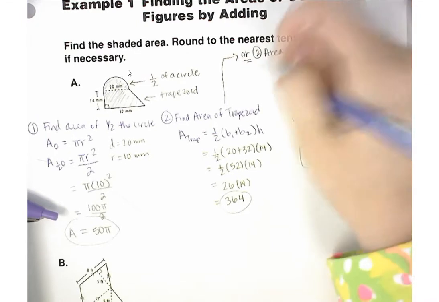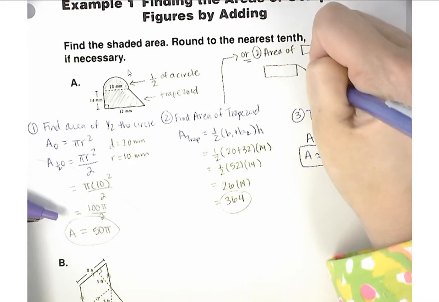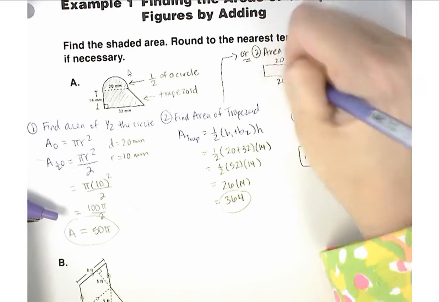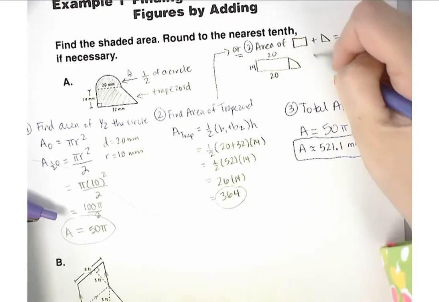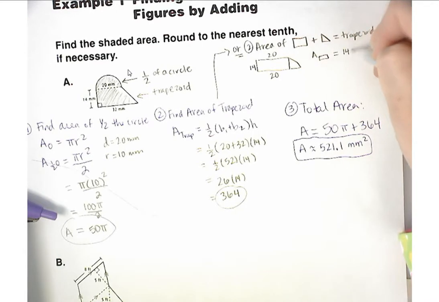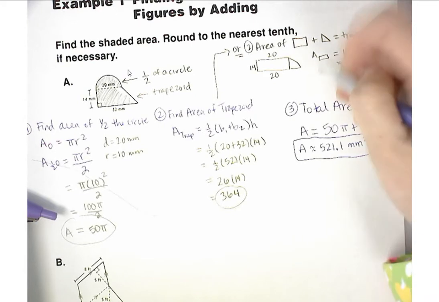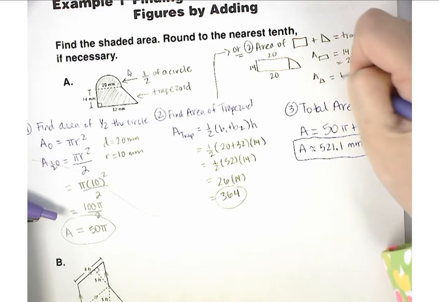Okay, because the rectangle is going to be 20, 20, and this is 14. So to find the area of the rectangle, all you'd have to do is what? 14 times 20, yep, which would be 280. And then to do the area of the triangle, that's 1/2 times base times height.